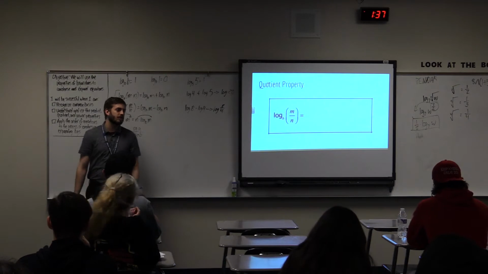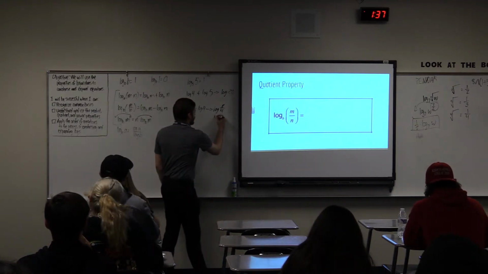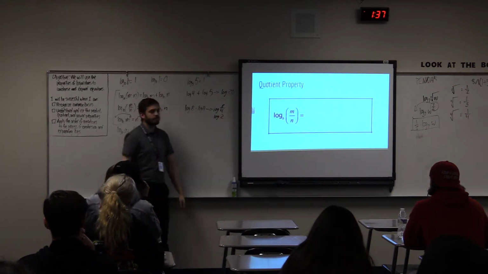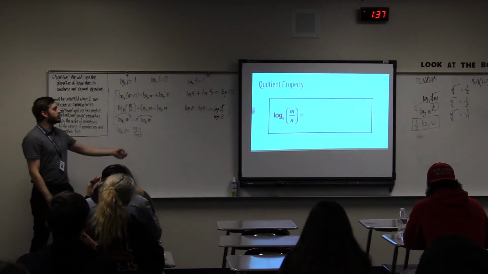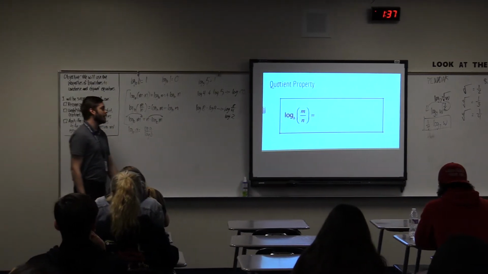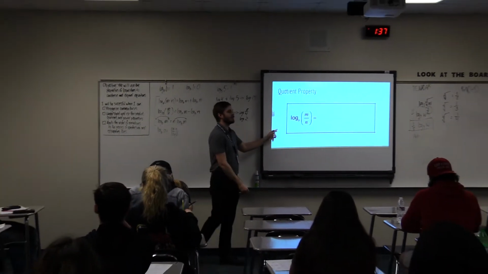What's 8 divided by 4? Yeah, it's 2. So that would become the log of 2. So if you are subtracting, that means you'll divide the values. That's all the quotient property tells us.